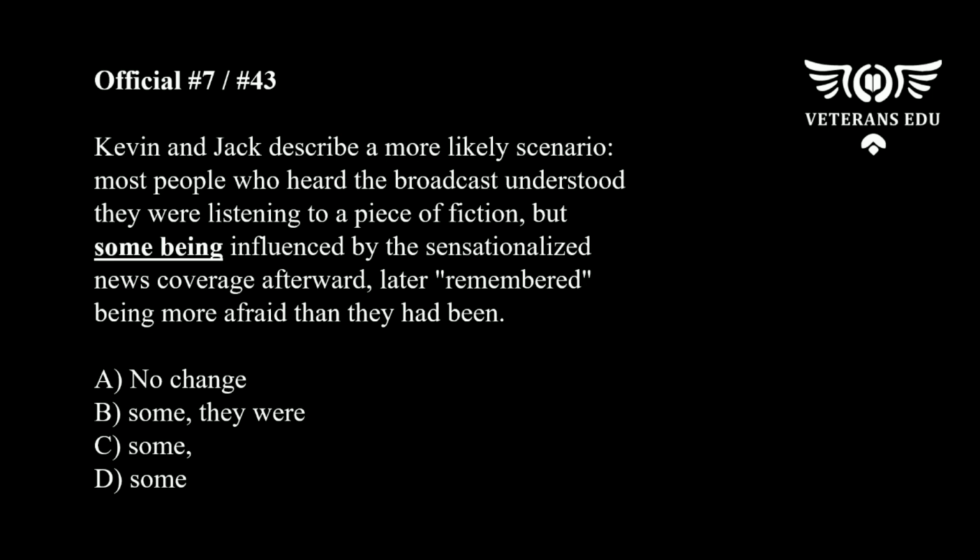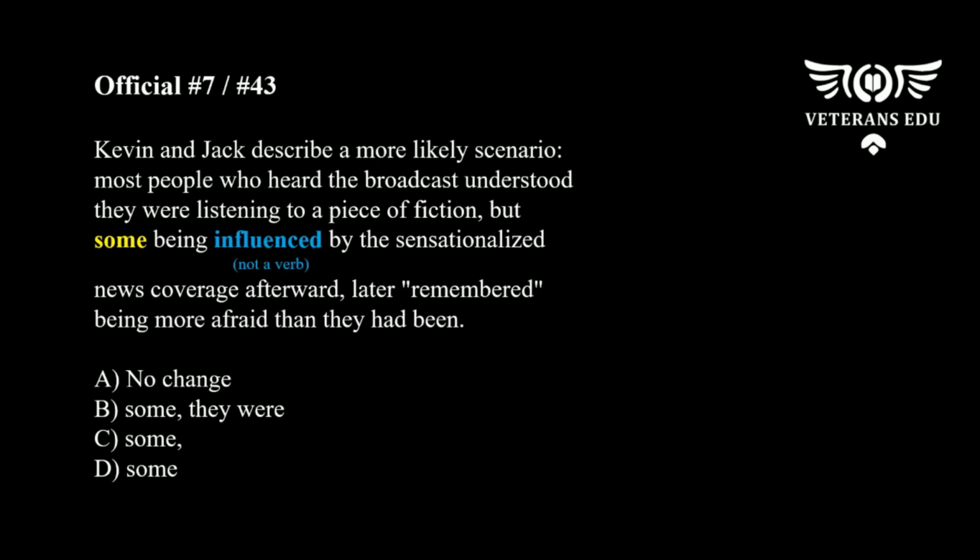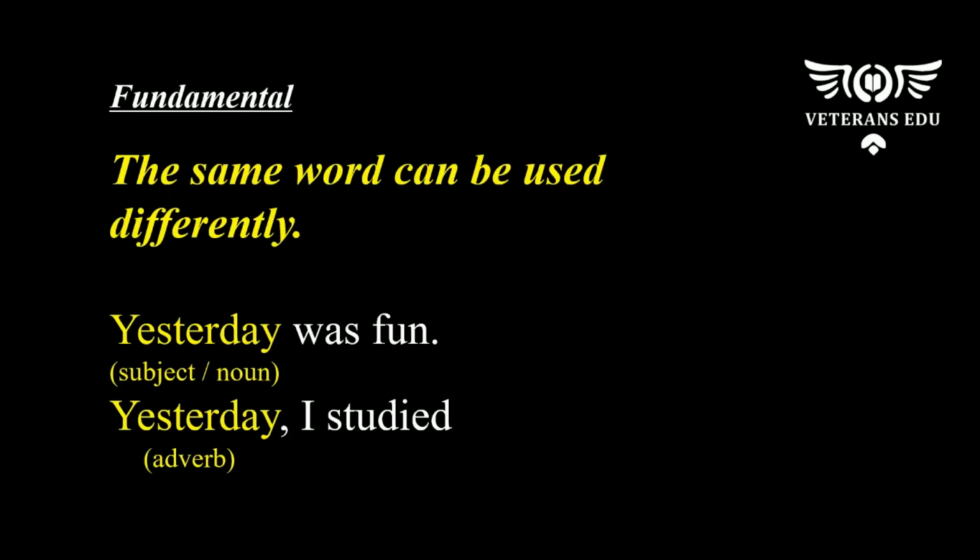So what is the subject and the verb of the sentence? Many students, most students in fact, pick answer choice D. And the reason is, they believe the verb is influenced and the subject is some. And between some and influenced, there are 0 commas, right? However, you have to understand that influenced is not a verb here. Do you remember a fundamental? In the English language, the same word can be used differently.